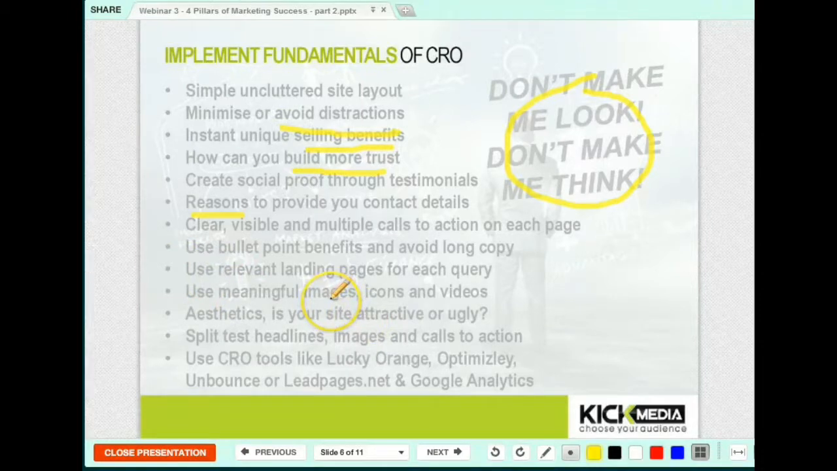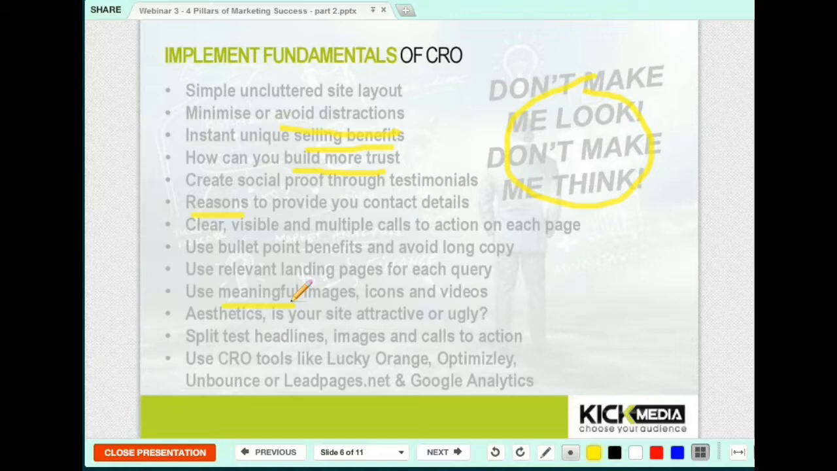Use meaningful images, icons, and videos. Again, I'll show you some websites where that's quite important. The key word there is meaningful. Some people just put iStock photos on their site and it doesn't really mean anything. If you're going to use images, make sure that the image portrays a message, or it confirms or backs up the content on the page. So if you're talking about a concept or a topic or a benefit, have an image that backs that up next to it. Use icons that are self-explanatory.